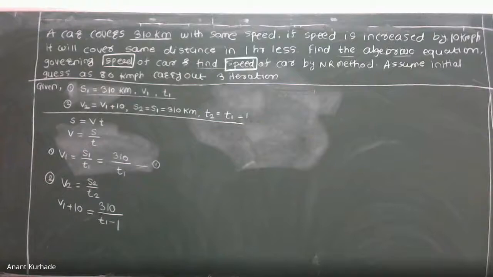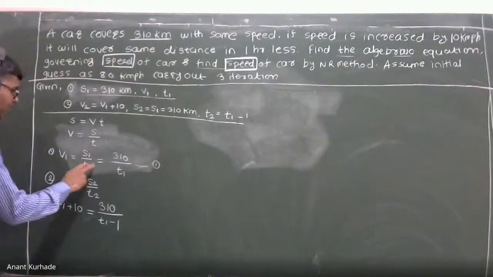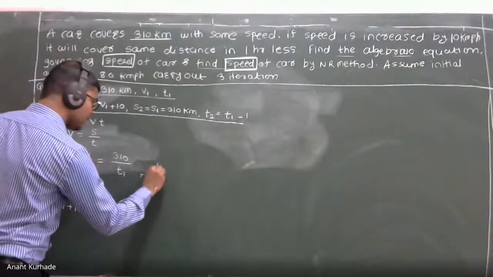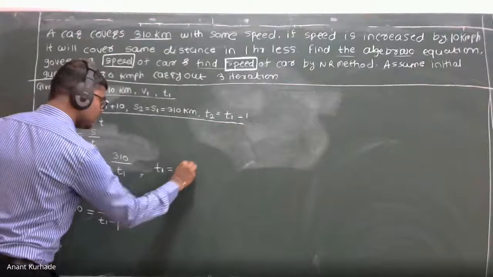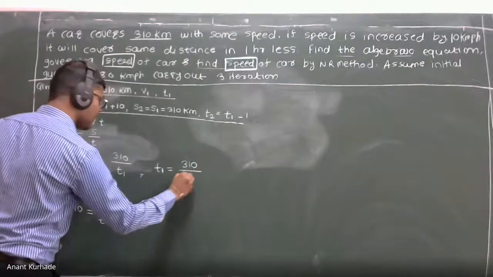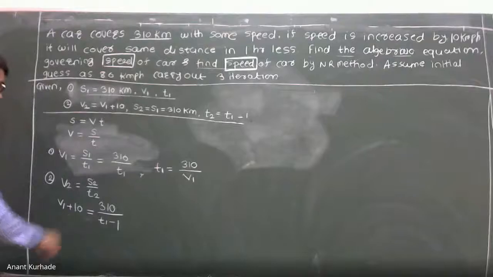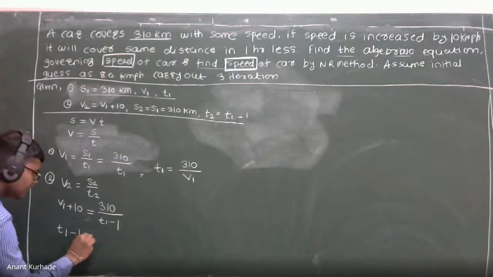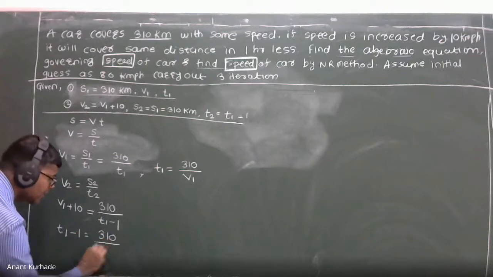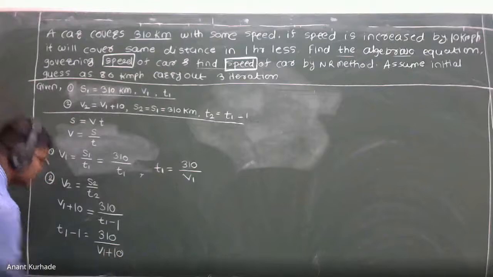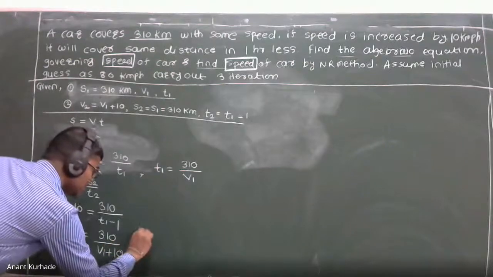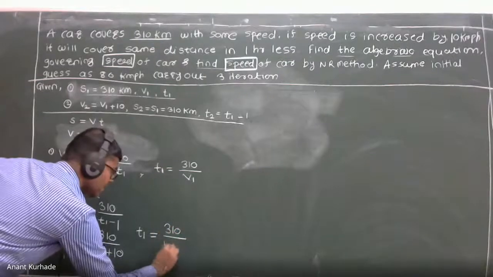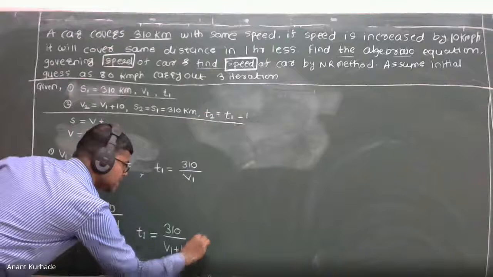So from this equation, we can rewrite it in terms of T1. We have T1 is equal to 310 divided by V1. How can we arrange this in terms of T1? So again, we can have T1 minus 1 is equal to 310 divided by V1 plus 10. So T1 is equal to 310 divided by V1 plus 10, plus 1.